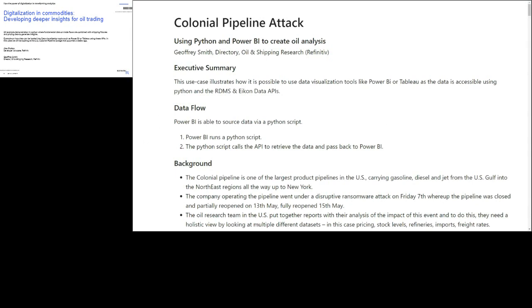The example that I'm going to use is quite topical. It's an event that's happened quite recently, which is the Colonial pipeline ransomware attack that happened 1.5 weeks ago now.